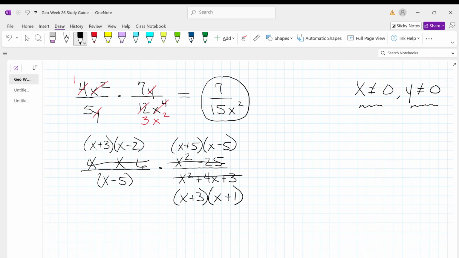And this is where I would find my restrictions. All right, so x cannot be equal to, right here, positive 5. Right here, a negative 3 plus 3 would be 0. And right here, a negative 1 plus 1 would be 0. So those are your three restrictions. You can start simplifying now.